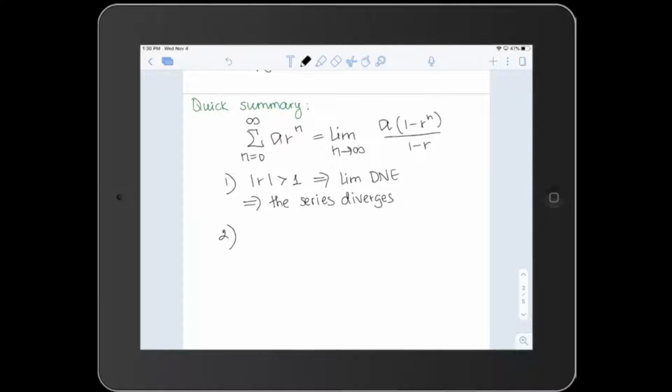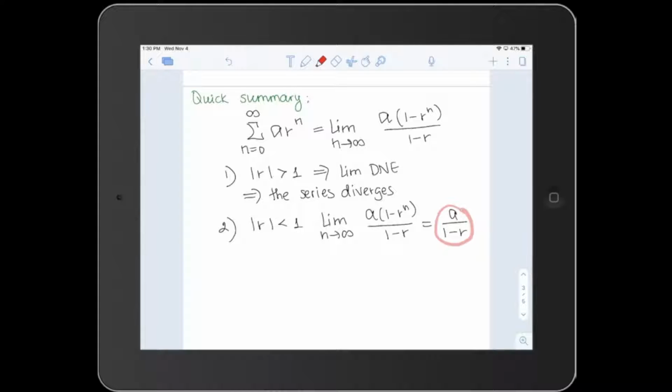Okay, then if r is less than 1 in absolute value, the limit as n goes to infinity of this expression is finite. If r is less than 1, that expression r to the n goes to 0. So we're only left with a over 1 minus r, right? So that's what it converges to. That's a good formula to remember.